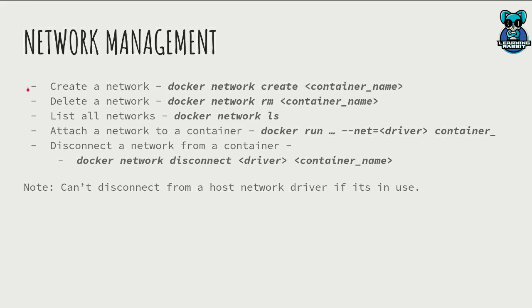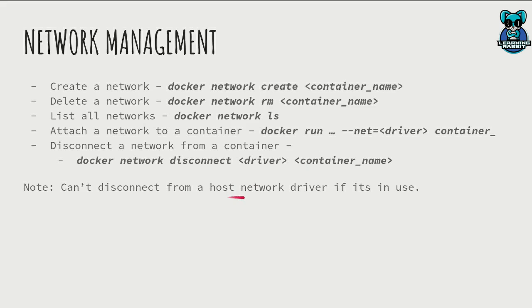So these are some of the commands that I used for network management. First, you can create a network using docker network create. You can delete it using rm. You can list using ls. And you can attach to a container using docker run --net. But you can also disconnect from a network using docker network disconnect. The driver can be host, can be bridge, can be any custom name that you gave to your network while creating it. And then you can give your container name. So it will disconnect this driver from the container.